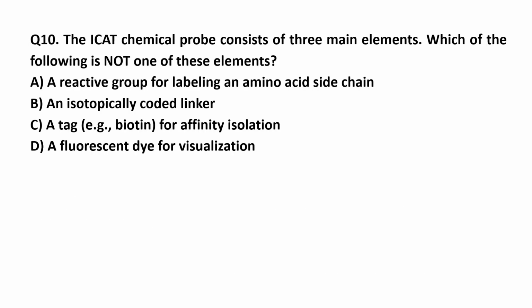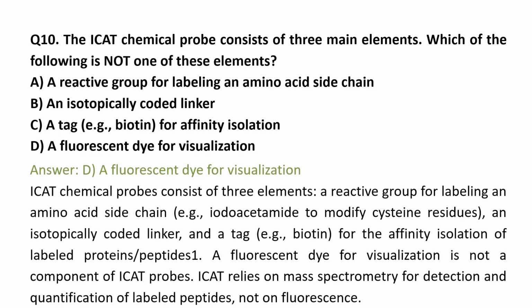The ICAT, so the answer is fluorescent dye for visualization. ICAT chemical probes consist of three elements: a reactive group for labeling an amino acid chain, for example iodoacetamide to modify cysteine residues, an isotopically coded linker, and a tag for affinity isolation of labeled proteins.